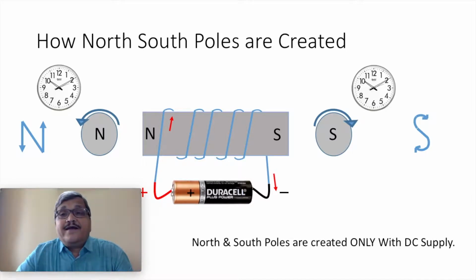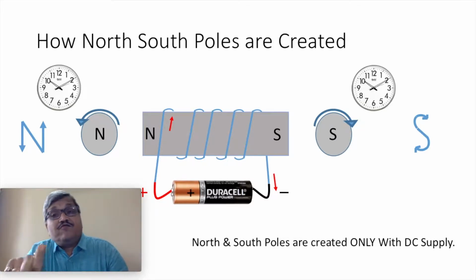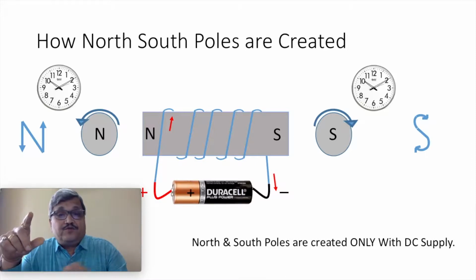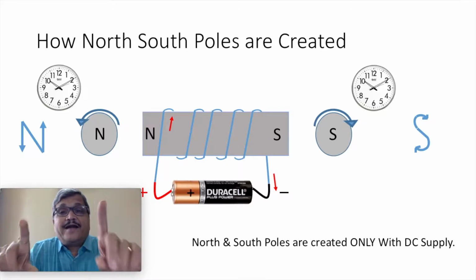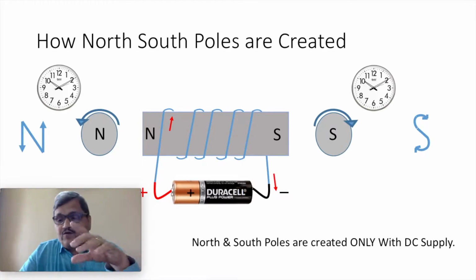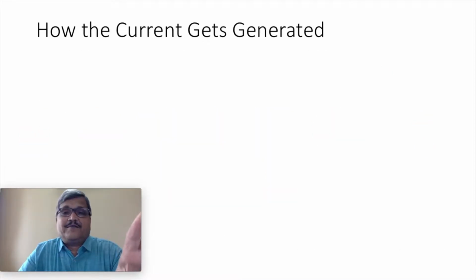So alternating current can never create a magnet. It will create a magnet, it creates a magnet, but that we will see when we talk about alternating current, how the magnet gets created. But to remember it, a permanent electromagnet will never get created if the supply is alternating. Okay, so it gets created only with the DC supply.